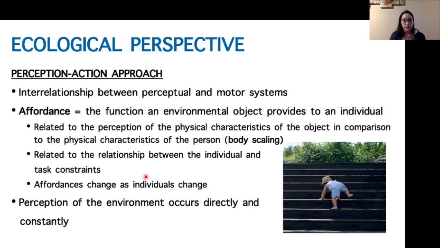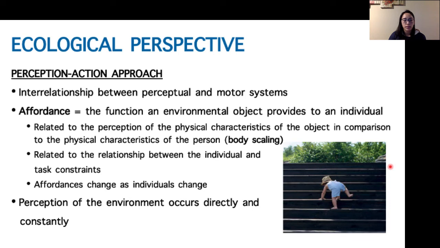But the last approach in our ecological perspective is the perception-action approach, which was proposed by J.J. Gibson in the 60s and 70s, but didn't actually start to gain traction until closer to the late 70s and 80s. Gibson believed that there was a strong interrelationship between perceptual and motor systems, and emphasized that these systems eventually evolve together.